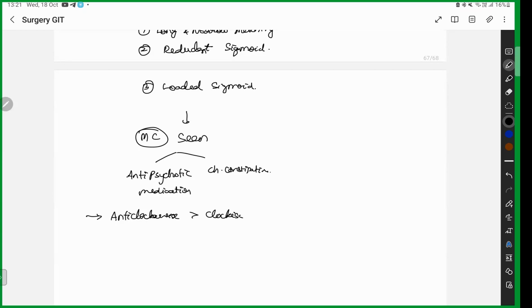Again, I repeat, what are the three things we have seen in the Borchardt triad, which is present in gastric volvulus? Number one, abdominal pain. Number two, unproductive retching. Number three, inability to insert your Ryle's tube.